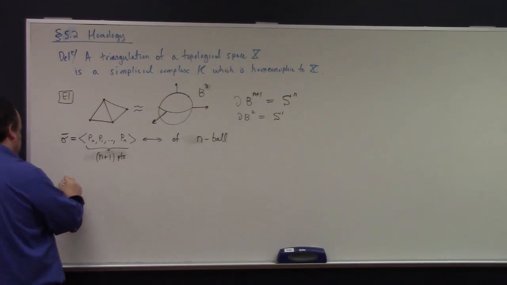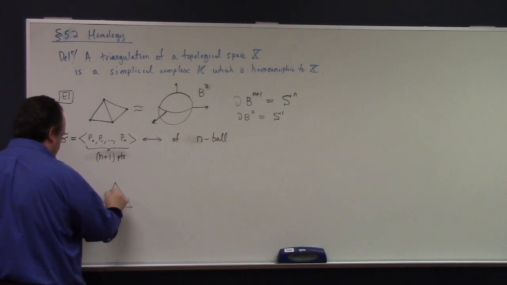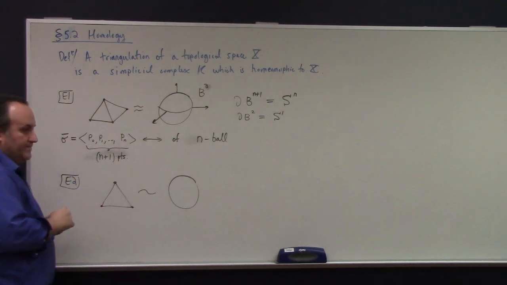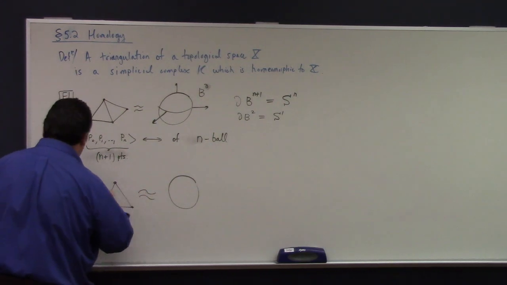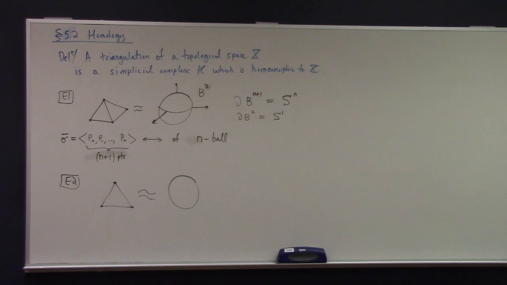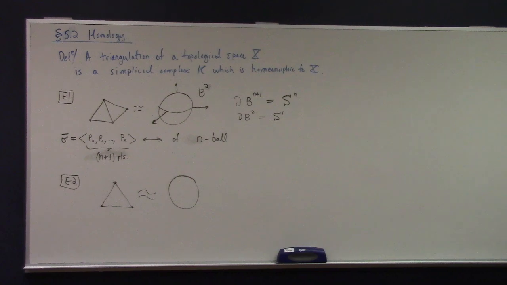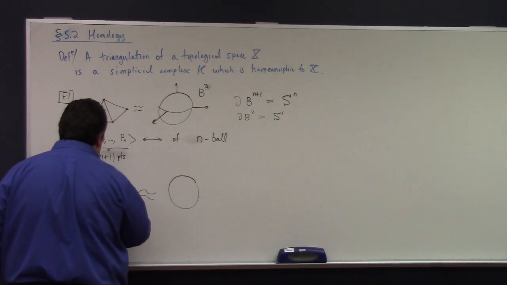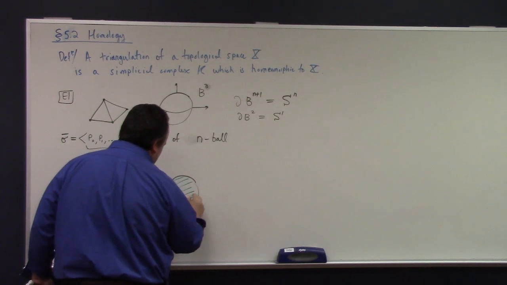Like example 2, if I just talk about a triangle, right? This is homeomorphic to the what? The 2-disk, yes. So, I mean, don't ask me for the formula, but I think it's clear.